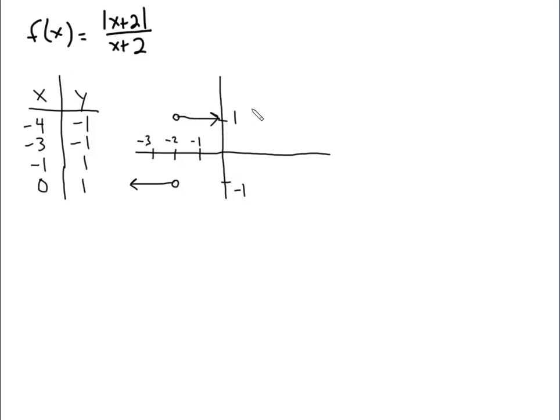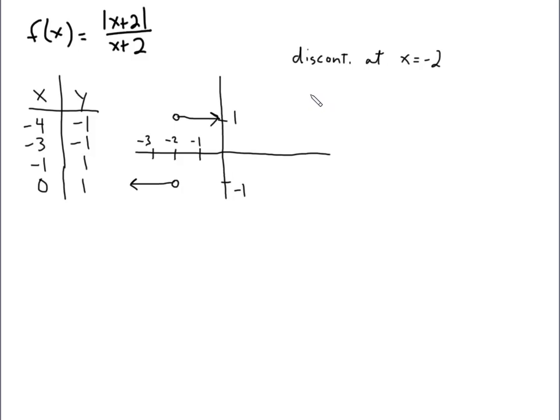It's basically just a horizontal line going out to infinity at +1 for all values of x that are greater than -2, and then a horizontal line going to -infinity for all values of x that are less than -2. So that's what the graph looks like. And clearly you can see from the graph that we've got a jump discontinuity at x equals -2. So there's only one discontinuity, and it happens at -2.